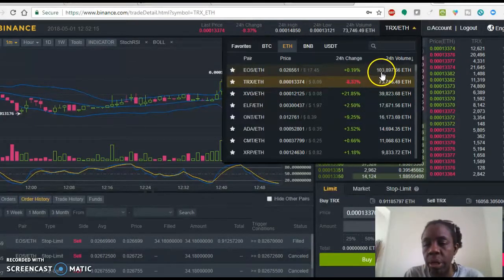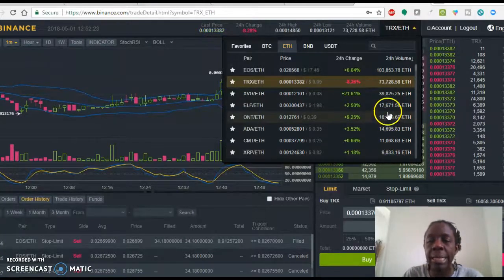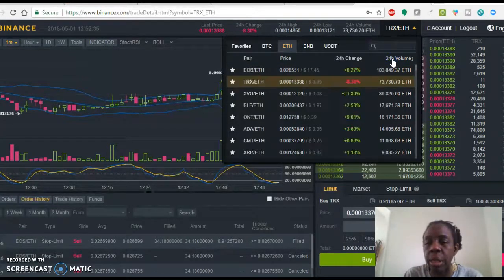We have 103,000, 73,039, and it decreases. Basically, you want a coin that has high volume. You don't want to choose to trade a coin that has very little volume circulating. You really want the higher one. So that's the very first thing I look out for.